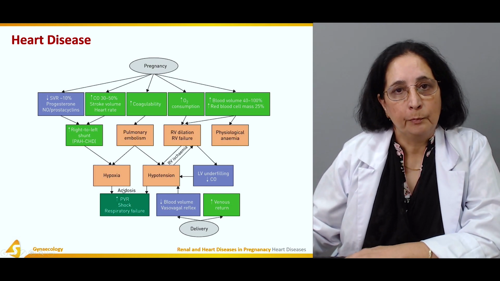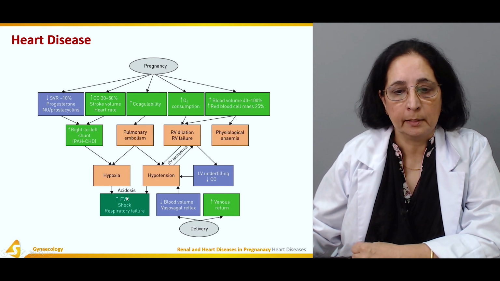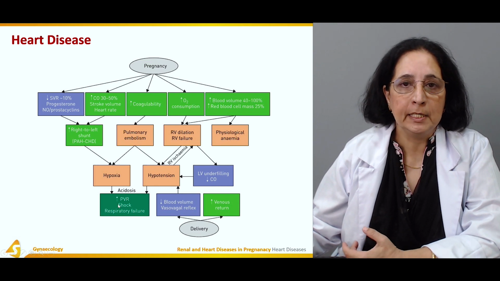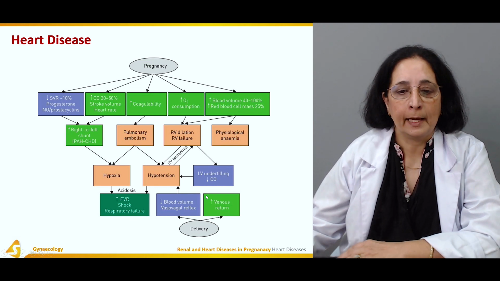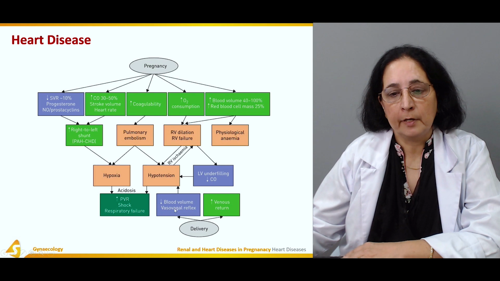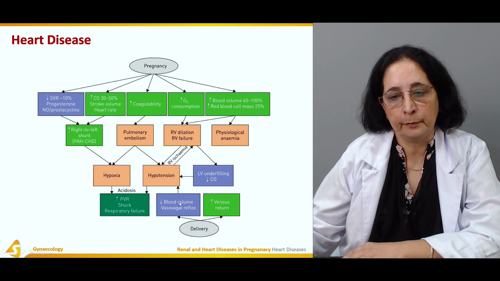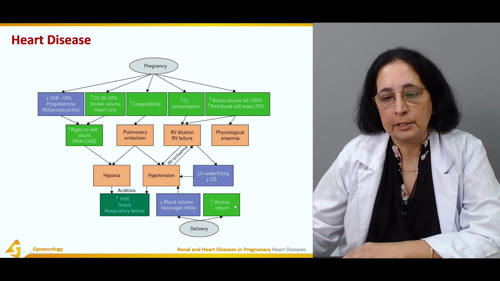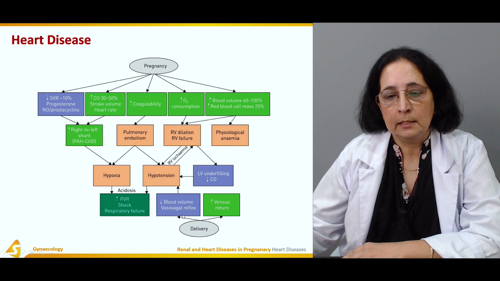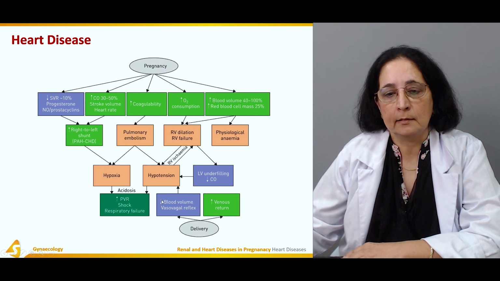Hypoxia, which is decreased supply of oxygen, leads to acidosis. Acidosis causes an increase in peripheral vascular resistance, and can also cause shock and respiratory failure. Decreased blood volume and vasovagal reflex also occur as a result of hypotension. With the delivery, venous return increases, blood volume decreases, there is vasovagal reflex, and we also have these complications as a result of delivery.